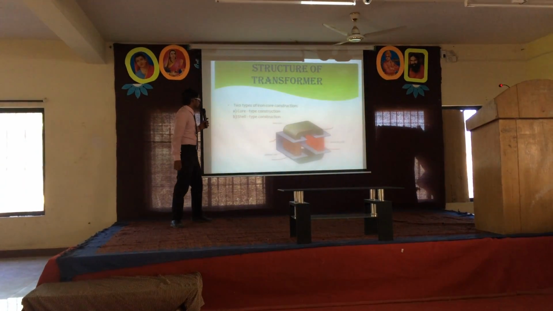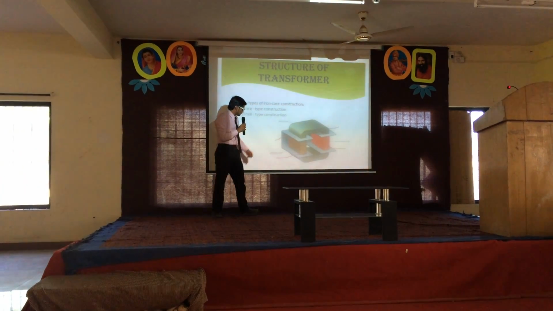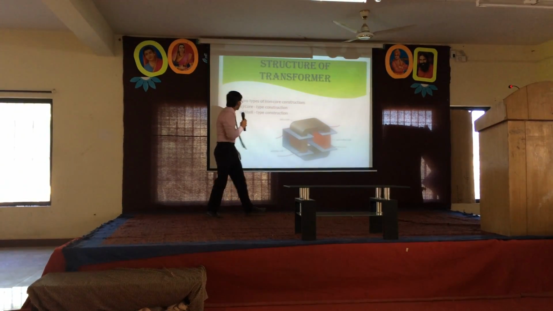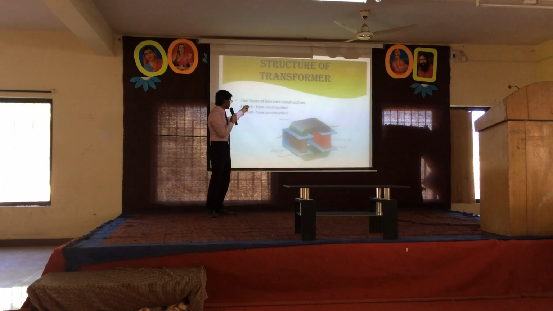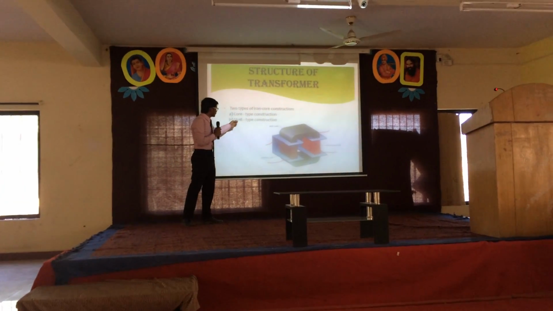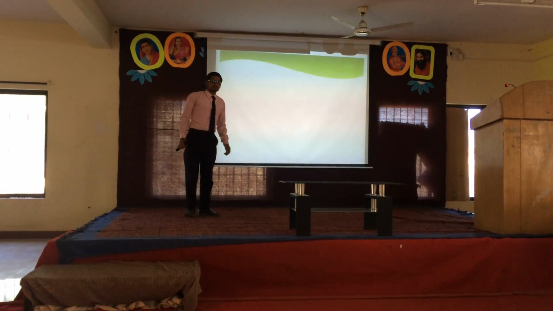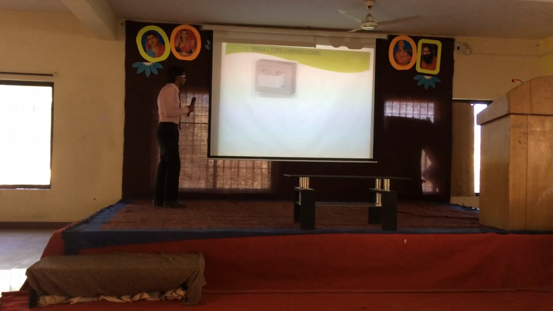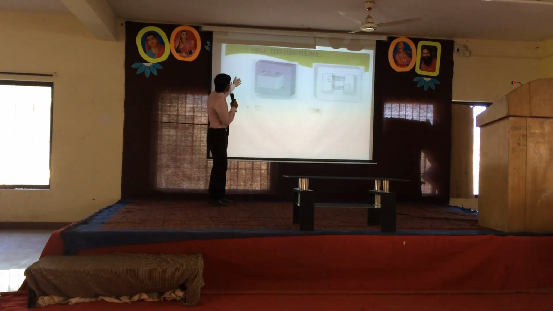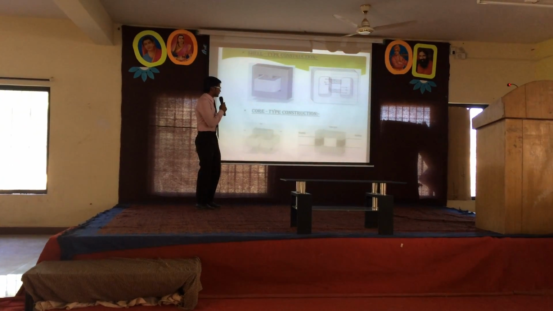Structure of transformer. This is the structure of a transformer, which contains an iron core, primary winding, and secondary winding. There are two types of iron core construction: core type and shell type. Next slide. This is the shell type of iron core construction, and this is the core type iron core construction.